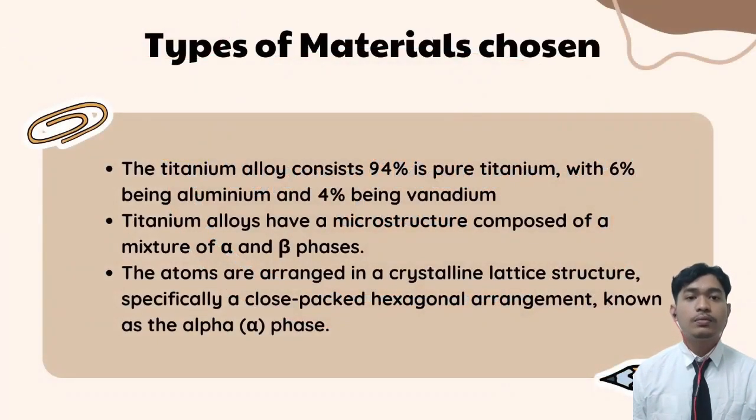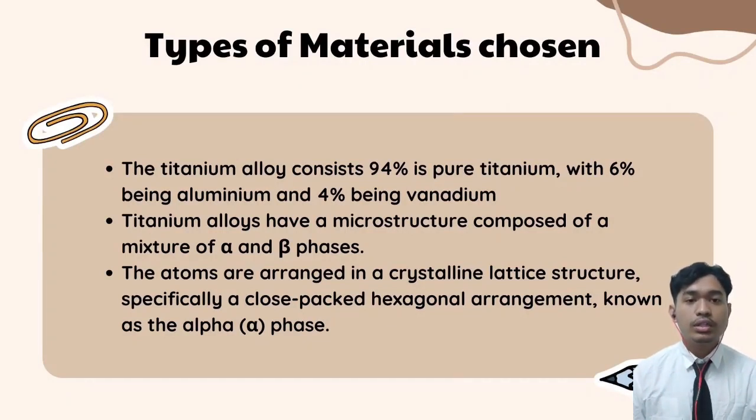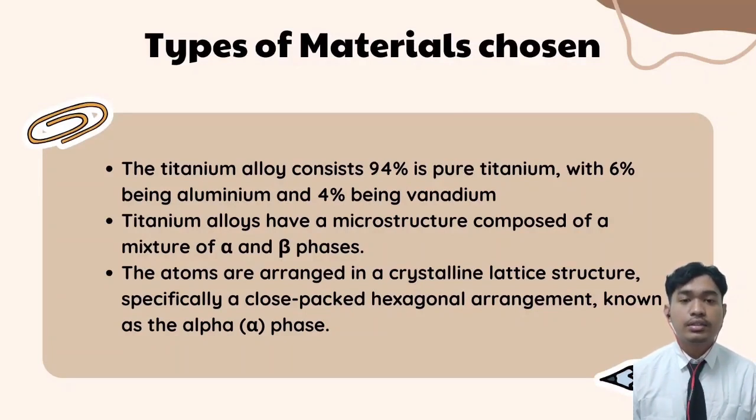In this project, titanium alloy was chosen as our material. One of the titanium alloys most often utilized in the medical sector, especially for orthopedic and dental implants, is Ti6Al4V, titanium aluminum vanadium. This titanium alloy is composed of 94% pure titanium, 6% aluminum, and 4% vanadium. It is a widely used alloy known for its excellent strength to weight ratio, high corrosion resistance, and biocompatibility, making it suitable for various applications including medical devices.